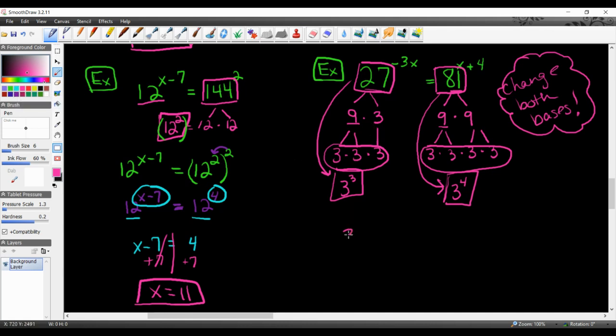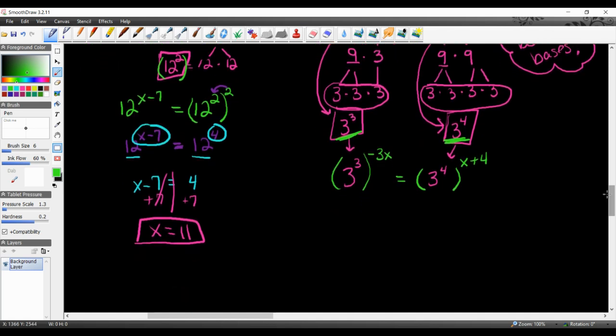So this is going to be 3 to the third, and I'm going to put that in parentheses because I still have an exponent here. So to the negative 3x. Okay, equals 3 to the fourth. I'm just bringing that down from here. Okay, to the power of x plus 4. Kind of got covered, but that was an x. Okay, so x plus 4. So again, I replaced 27 with 3 to the third, and I replaced 81 with 3 to the fourth.